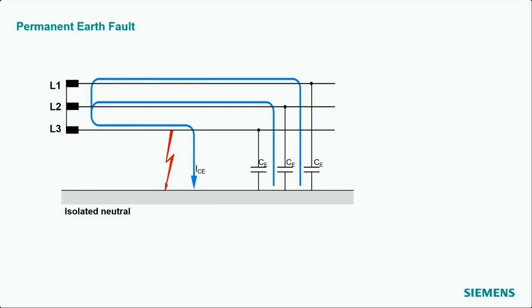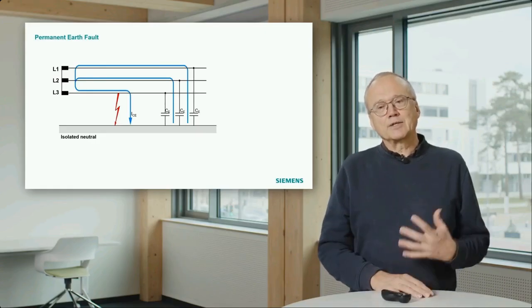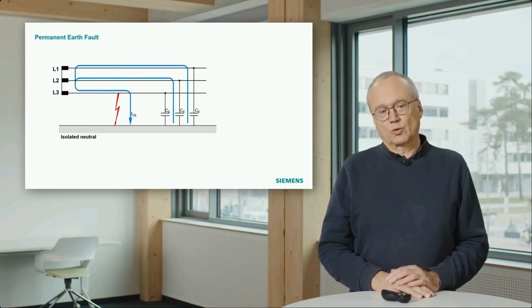In the first glance, it's a little bit strange that although the star point is not grounded, we have a current flow there. The current flow, or the current value, is not very high. We will see that. To understand that, please imagine that these transformer windings, you can represent them as voltage sources.